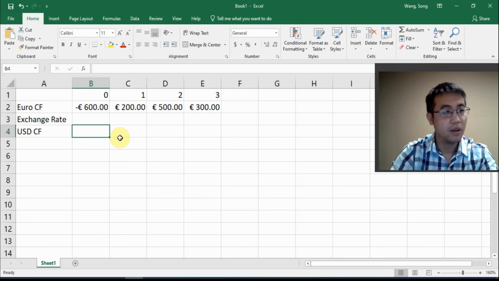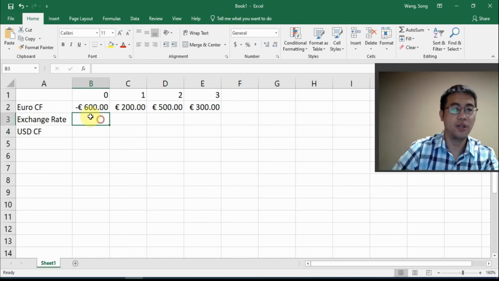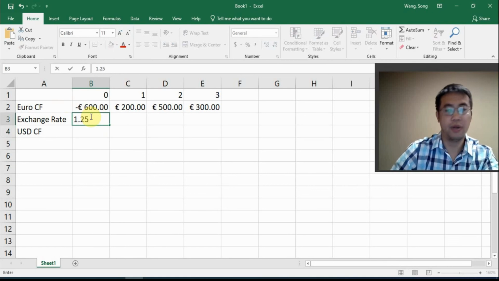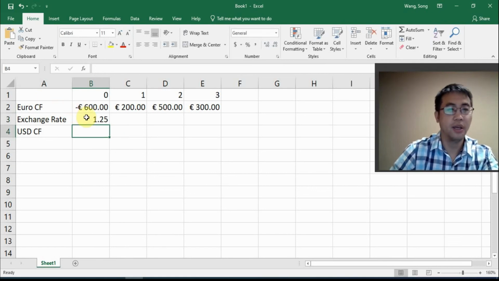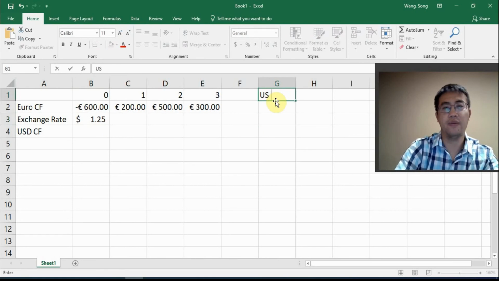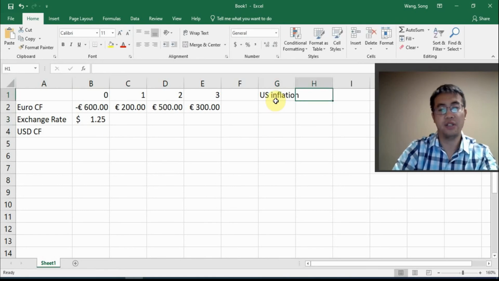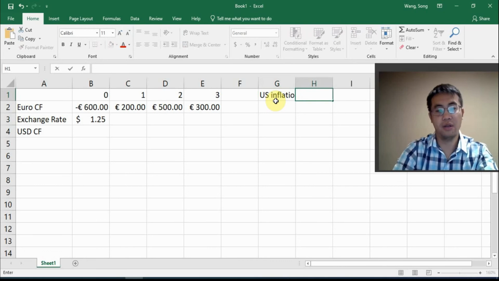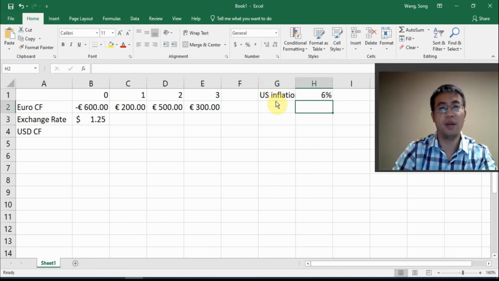All right, back to this calculation. Right now the exchange rate is $1.25 per euro. And when the two economies have different inflation, let me put it here: U.S. inflation is 6%, and the euro inflation is 3%.